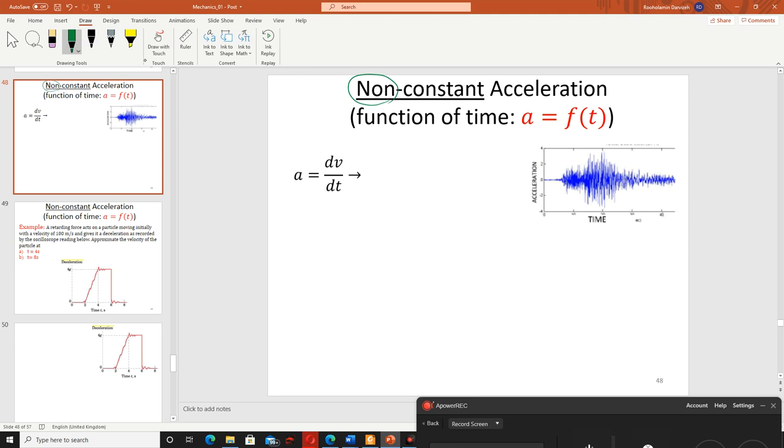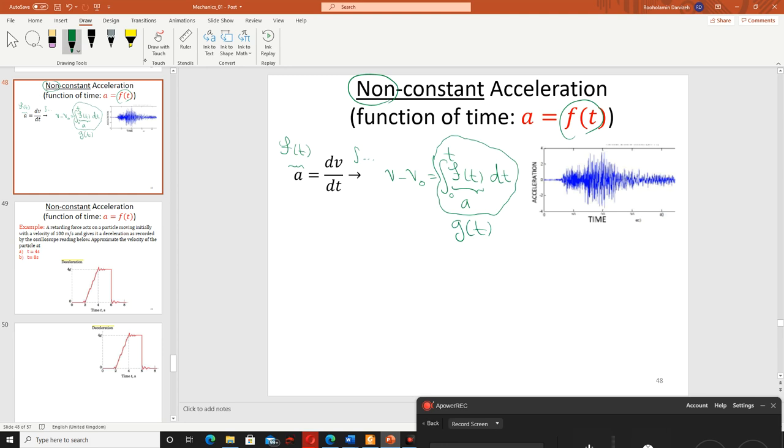Okay, in this case, my a is a function of time. It can be any function of time: sinusoidal, trigonometric, exponential, linear, quadratic, it doesn't matter. We assume a general function. Then, if you take integration from both sides, you have v minus v naught equals the integral of f(t) dt. This is your a. And we know if you integrate some function of time with respect to time, the result is another function of time. We call it g(t).